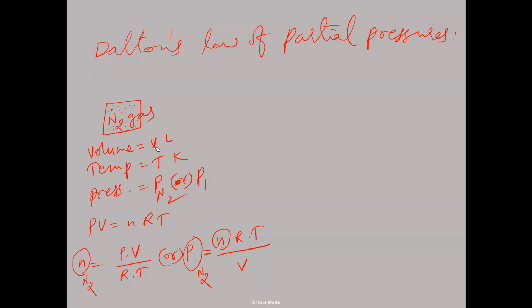So it is V volume, V liters. Now I'm taking the same V volume again. Volume again V liters, the same volume, and the same temperature again. Temperature is again T Kelvin. T Kelvin is the temperature, V liters volume I'm taking. Okay. And pressure of this gas now.